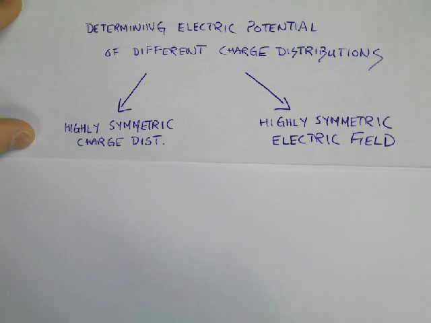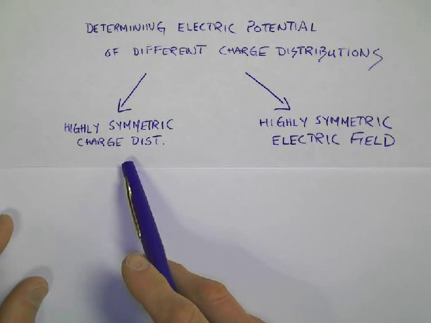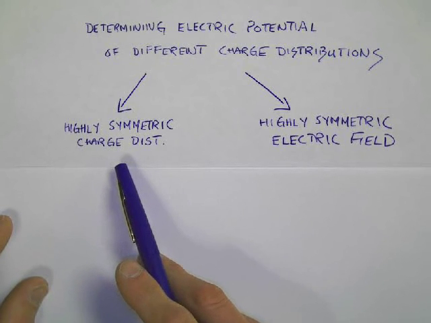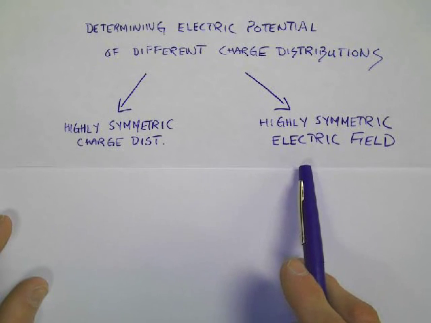And we're going to look at two different categories of charge distributions that can be dealt with mathematics. In the first case, you can consider charge distributions in which the charge is highly symmetric in the way that it's spread around. And in the second case, we can look at cases where the charge produces an electric field which is highly symmetric in its properties.